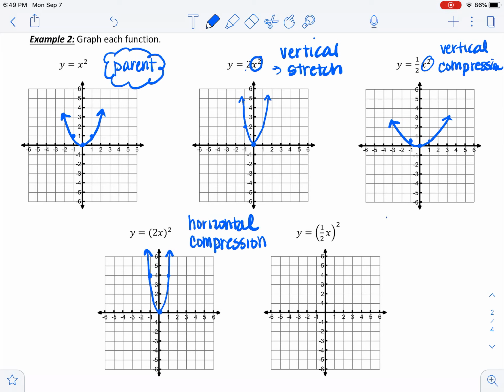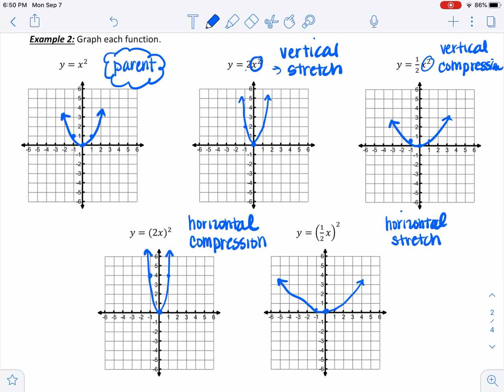Finally, inside the parent, so horizontal, in front. And the 1/2, usually with vertical, that would be a compression, but this is a horizontal stretch. It's the opposite of that. So plug in 0, you get 0. Plug in 1, you get a quarter. Plug in negative 1, you get a quarter, right? So you can see that this is stretched horizontally.